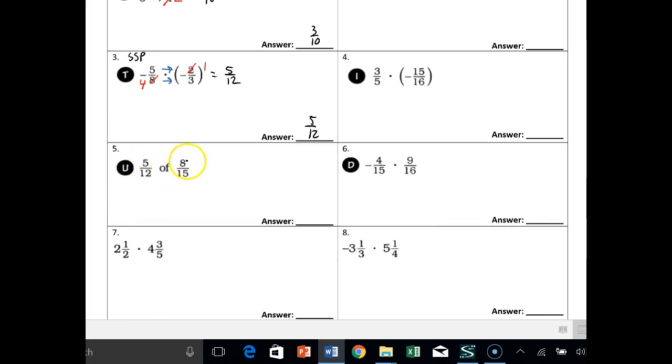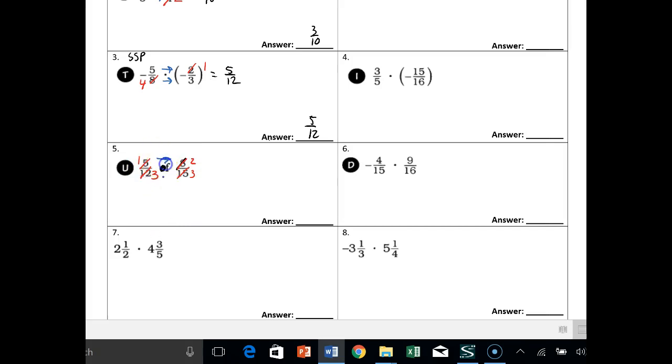5/12 of 8/15 might as well be saying multiplication. You can basically translate of as multiply. 5 and 15 can both be divided by 5. So 5 divided by 5 is 1. 15 divided by 5 is 3. And then 12 and 8 can both be divided by 4. So 8 divided by 4 is 2. Oops, sorry. 12 divided by 4 is 3.